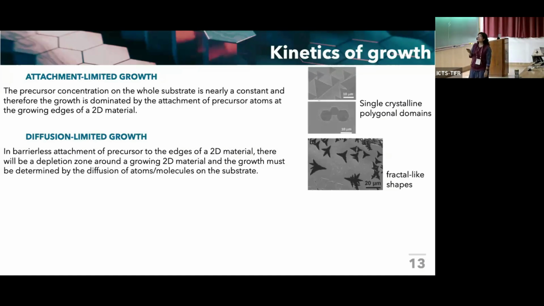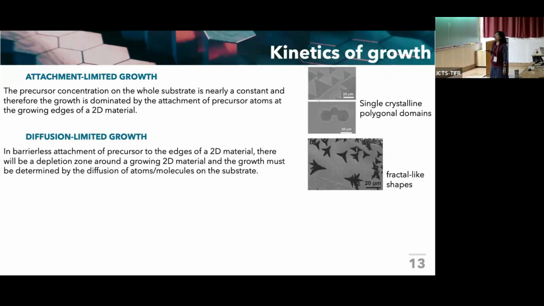The first one is the attachment limited growth. Here the main condition is that the precursor concentration over the whole substrate has to be maintained constant. If that is the case, the precursor is going to attach only to the edges of the initial nuclei that are formed, and so the growing edges of the 2D material will keep growing, and you get nice large single layers of the 2D material.